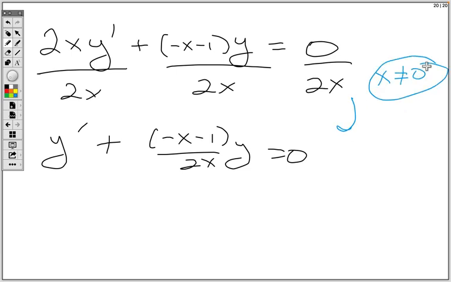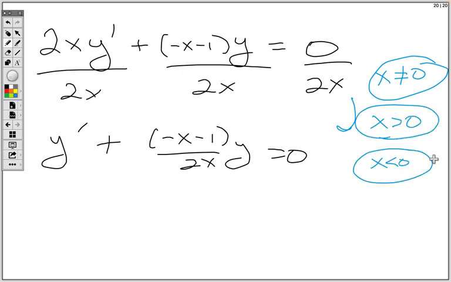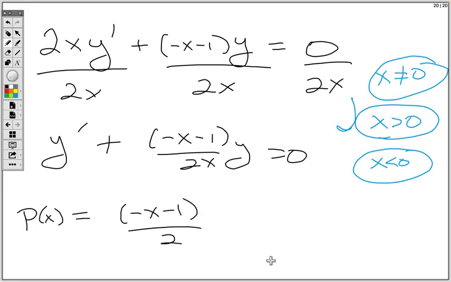And we know that for differential equations, a solution has to live on an open interval. So at this stage in the game, we need to make a decision, or, well, we don't need to make it right now. But this is going to split the solutions up. There's a positive solution and a negative solution. And we'll talk about which one we pick here in a minute. But at this point, we do have it in that form, and we're going to assume we're on one of these two intervals so that we're not dividing by 0. And so we can identify our p of x here as minus x minus 1 over 2x.